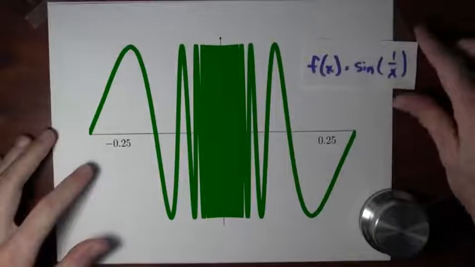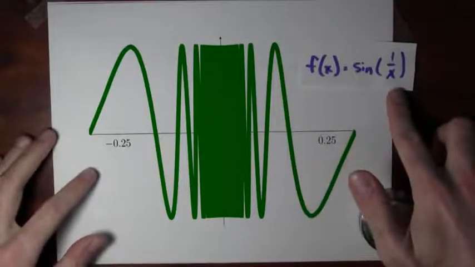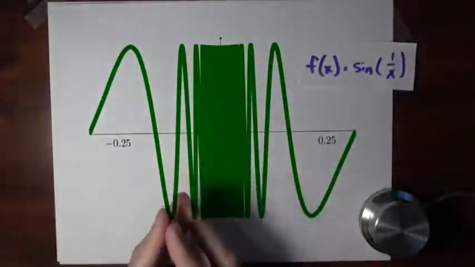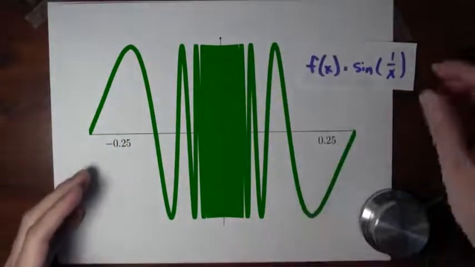Instead of a table, let's look at a graph. Here I've got a graph of the function f of x equals sine 1 over x. And you see the middle of this graph is just that horrible green blob, right? It's really hard to make out any detail.